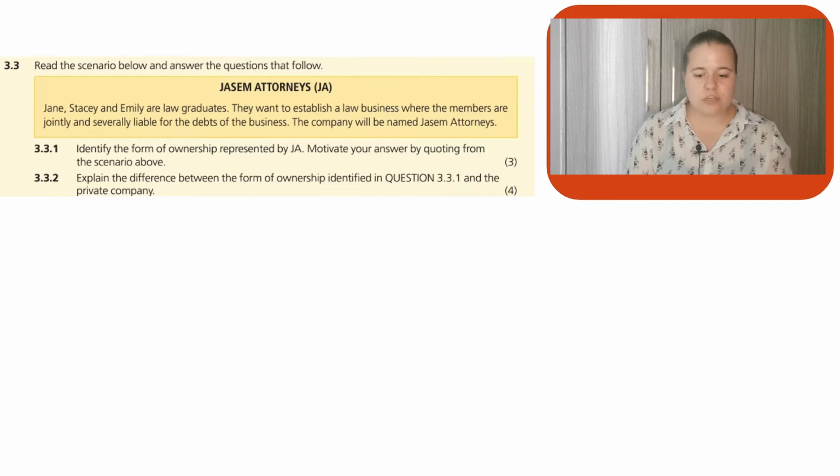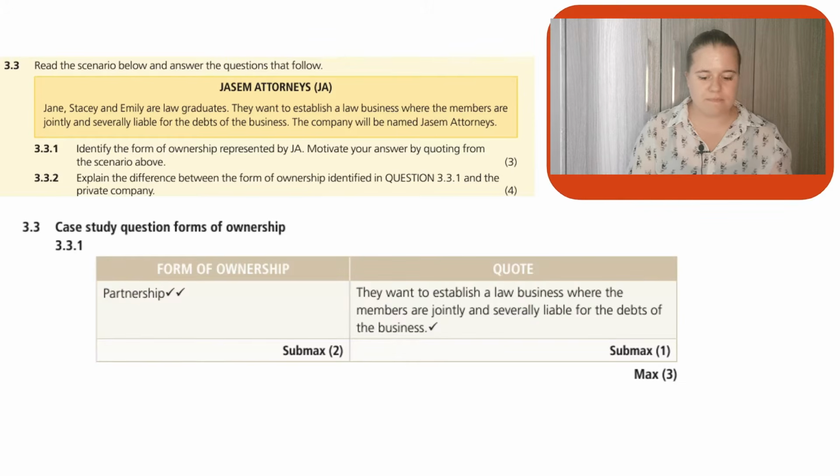Jassim Attorneys. So Jane, Stacy, and Emily are law students. They want to establish a law business where the members are jointly and severally liable for the debts. There's your keyword, jointly. If we're doing it jointly, we have a partnership, isn't it? So remember, sometimes when you read these, remember your notes. Jointly and severally liable for the debts. Okay, moving on. The company will be named Jassim Attorneys. So let's see what the memo says.